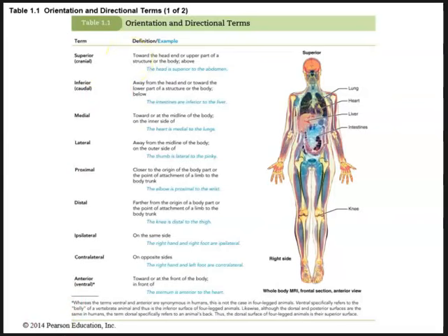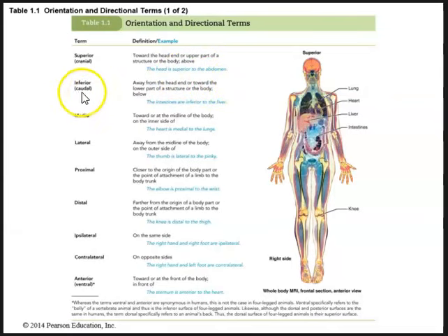And this table actually gives the different terms as well as a really good explanation of the different terms. So the first term again, superior or cranial, towards the head. So superior means towards the head or upper part of a structure or the body or above. For example, the head is superior to the abdomen. Opposite of that is inferior.